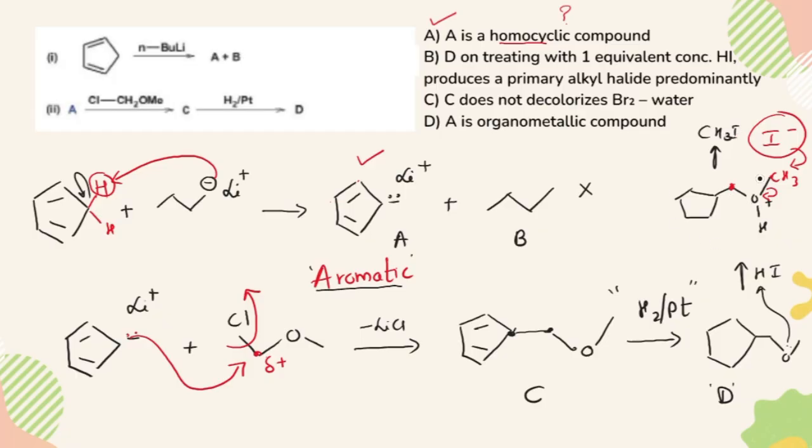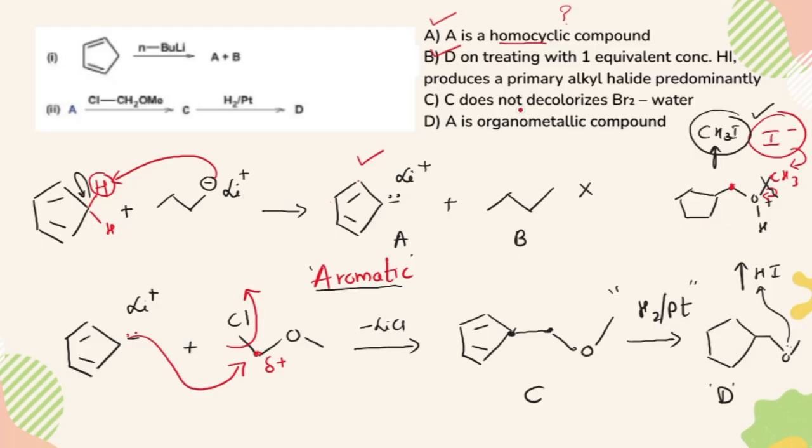What about this? This is going to break here. So it's going to form a primary alcohol. Now the question is about the alkyl halide. So let's read the statement again. D on treating with one equivalence of HI produces primary alkyl halide predominantly. Yes, it is forming, that is nothing but methyl iodide. So this is also a true statement.